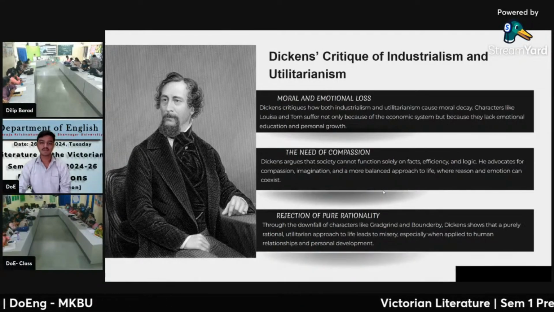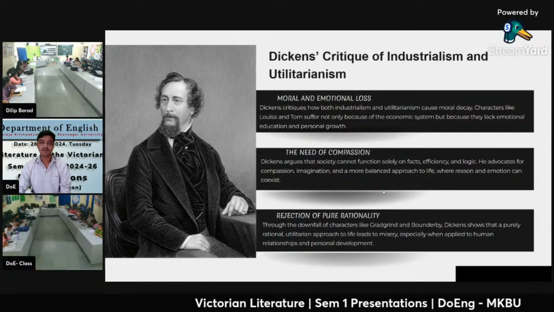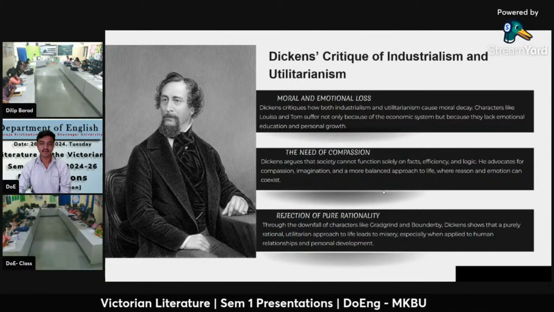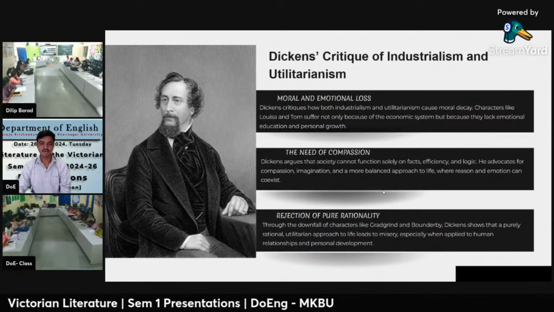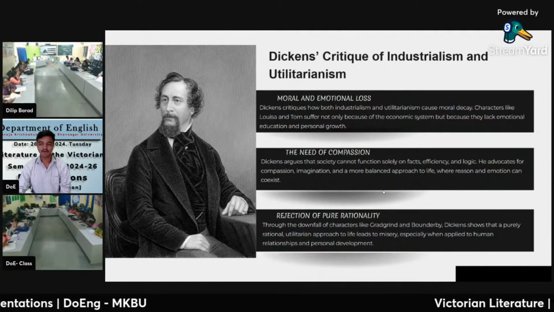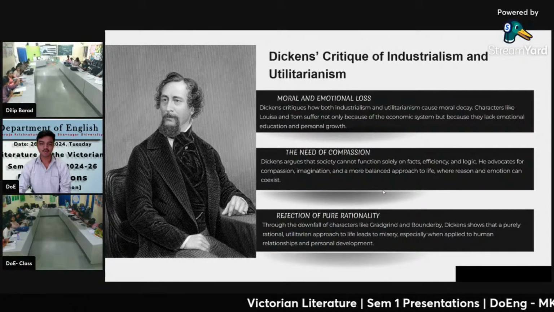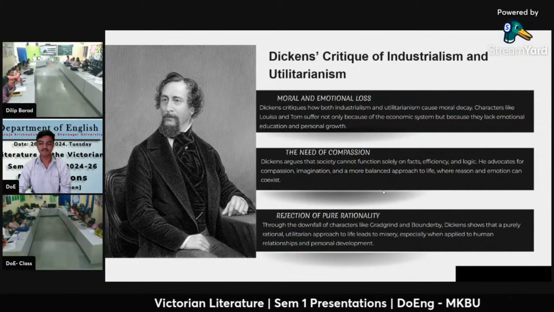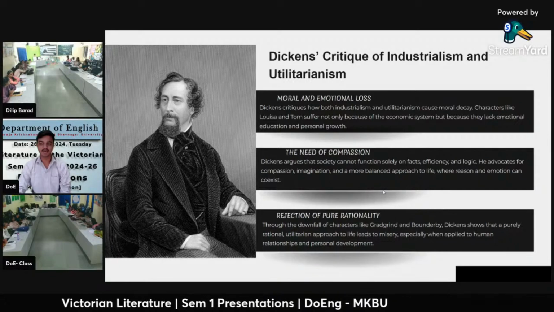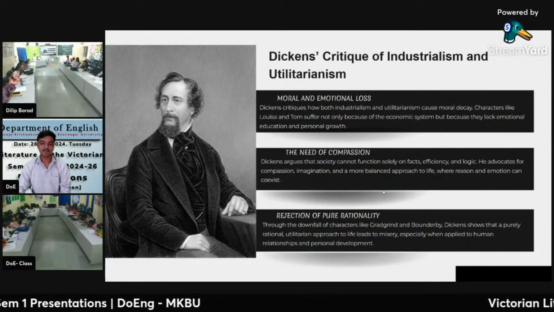Then Dickens as a critic of industrialism and utilitarianism. First of all, moral and emotional flaws. Dickens critiques how both industrialism and utilitarianism cause moral decay. Characters like Louisa and Tom suffer not only because of the economic system but because they lack emotional education and personal growth.